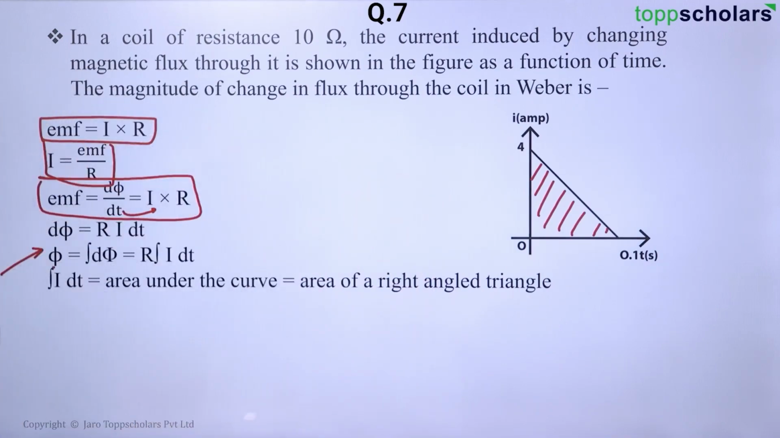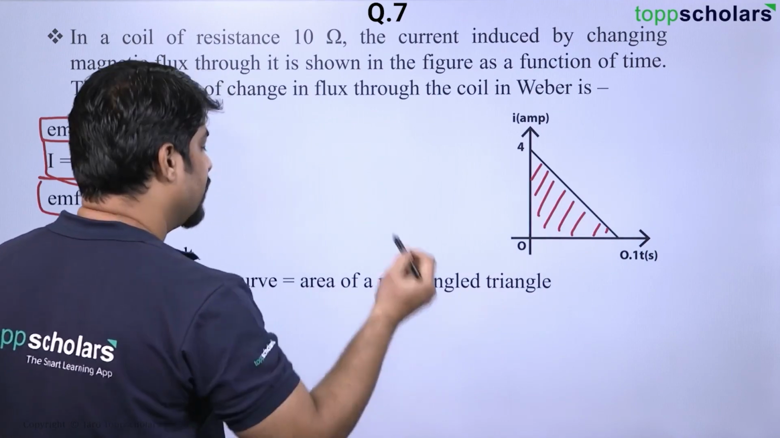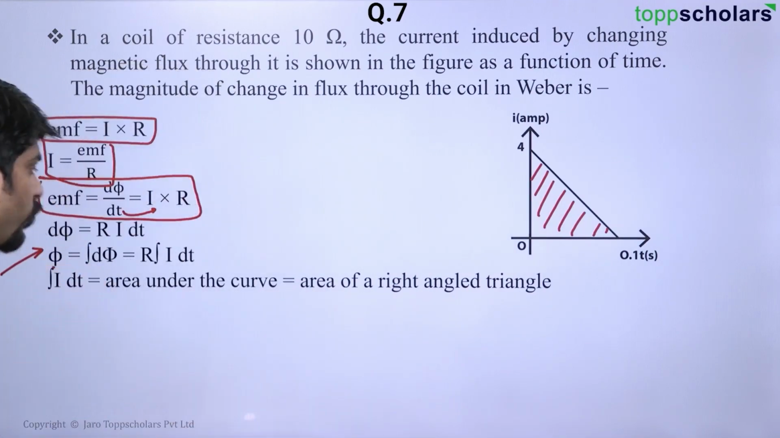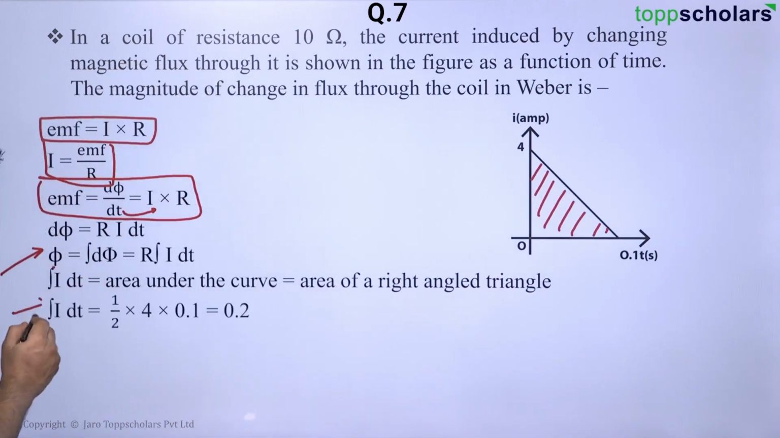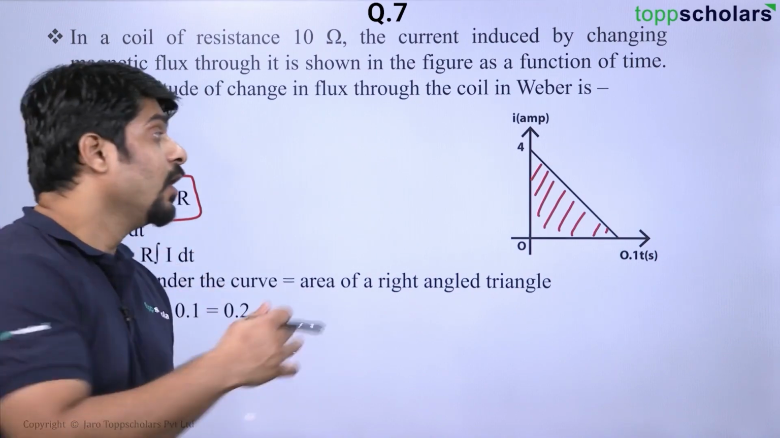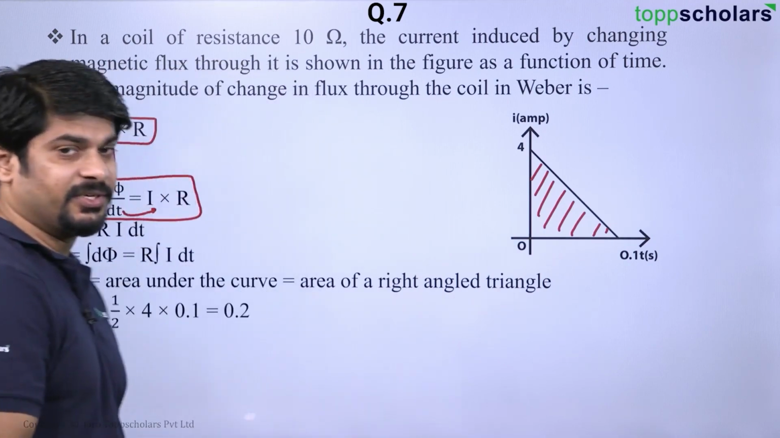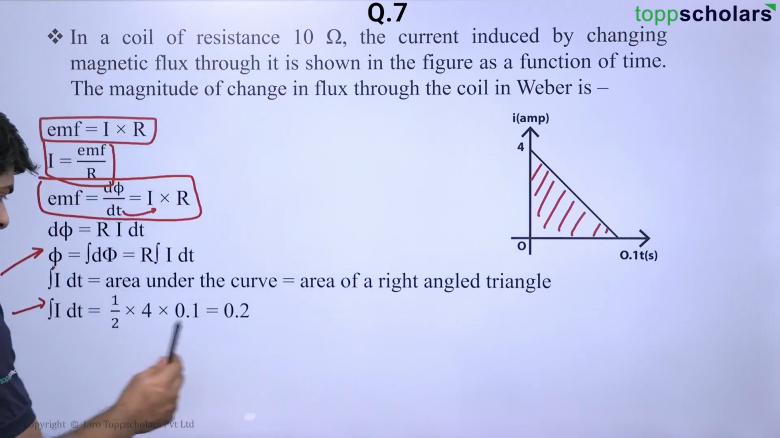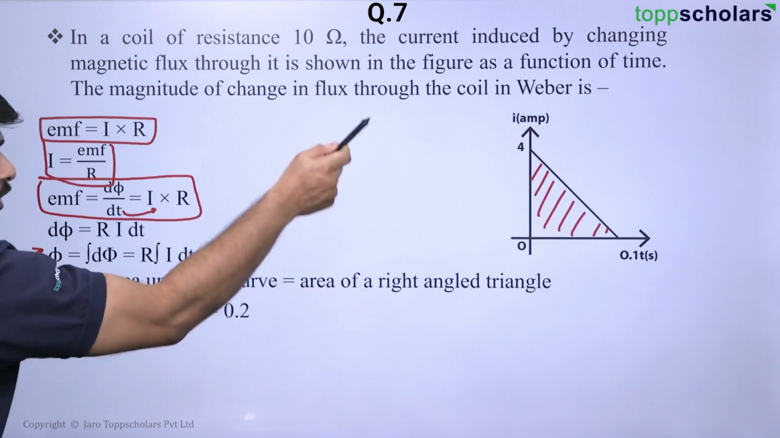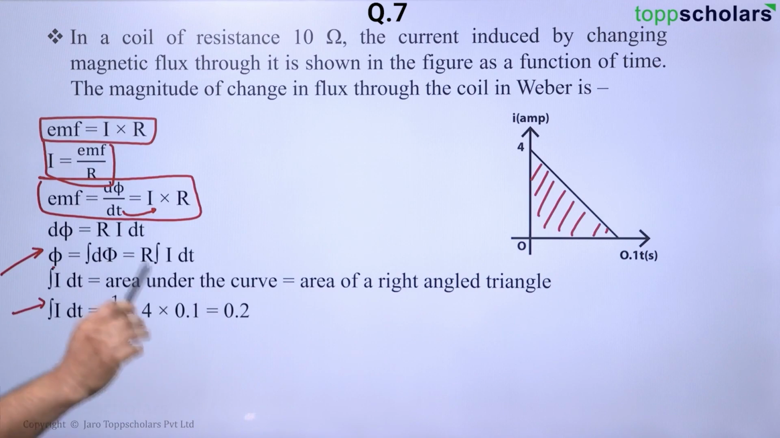So we can easily find this because it's a right angle triangle. The area of the right angle triangle can be easily found with a standard formula, isn't it? So integration I dt is equal to 1/2 into 4 into 0.1. We know that the area of a right angle triangle is nothing but 1/2 height into base. So we have put the same numbers: 1/2, height is 4, base is 0.1, it is equal to 0.2. So this is the integration.